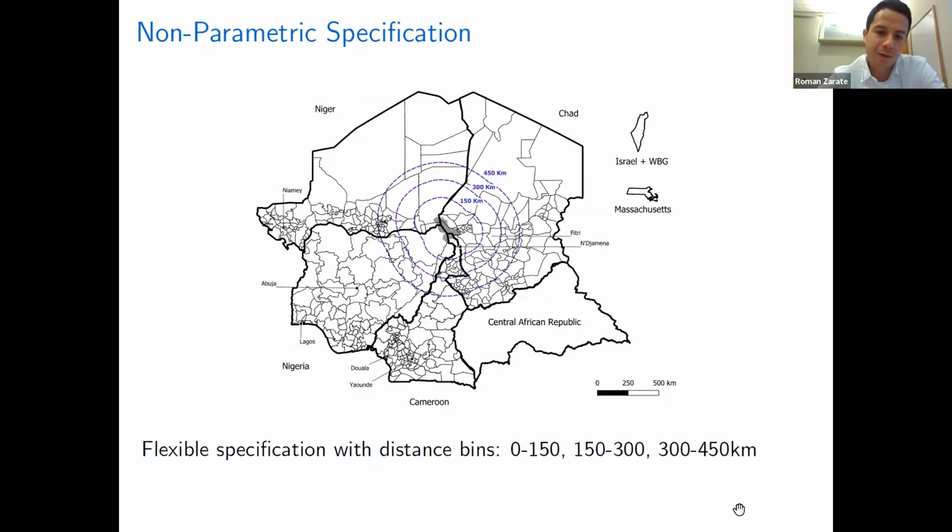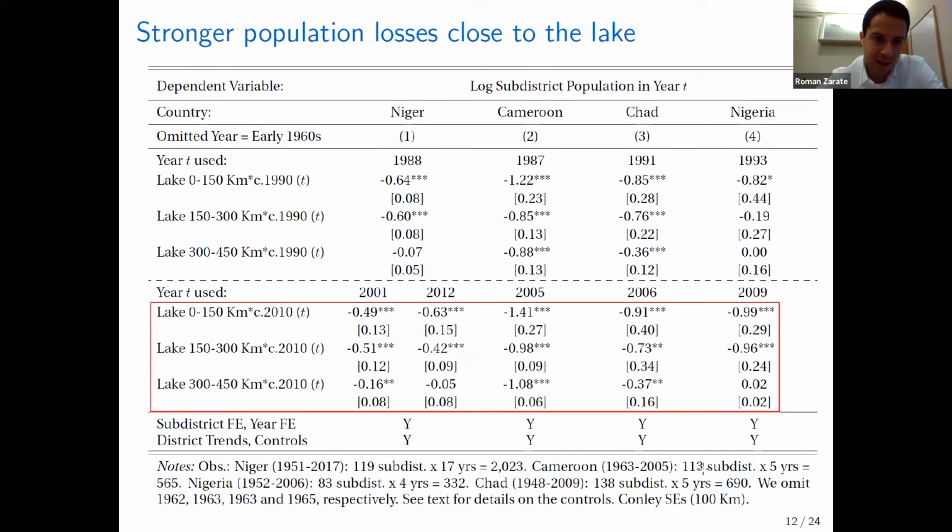Now, as I was telling before, this is a very parametric specification. So we also allow for a more flexible specification, in which we are going to construct distance bins and analyze what is going to be the effect of the lake. So we construct dummy variables for bins between 0 and 150 kilometers, between 150 and 300 kilometers, and between 300 and 450 kilometers. And what we find is the expected result. We find stronger effects for the locations that are closer to the lake.